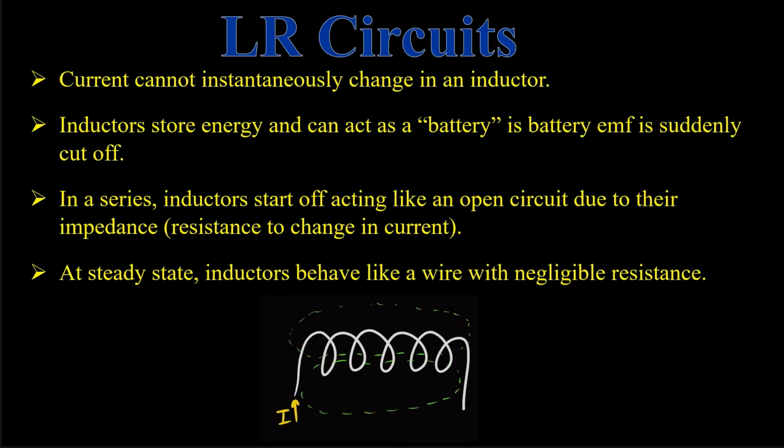All right, so that is inductors in circuits. Again, the most important thing to remember about inductors in general is that they prevent instantaneous change in current. So they have something called impedance, which is resistance to change. And then also inductors do act as sort of temporary batteries because they store energy, kind of like capacitors. And next we'll look at what happens when you put an inductor in a circuit with a capacitor.